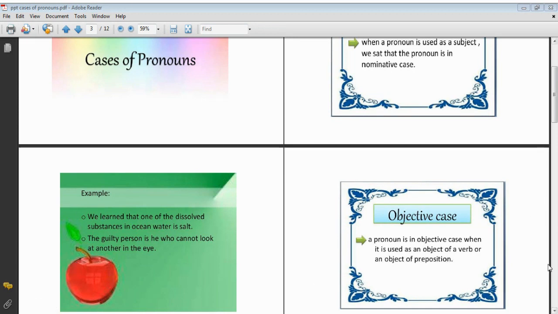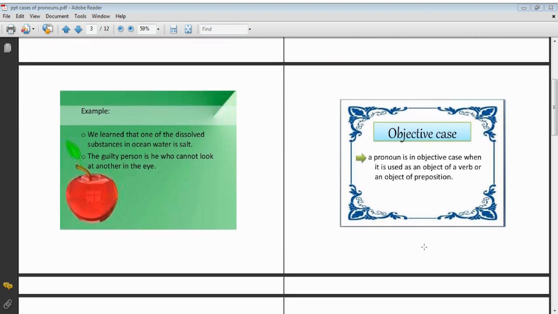Then we come to the next category, and that is the objective case. What do we mean by objective case? It is very evident from the name of the category that it is related to the object. A pronoun is in the objective case when it is used as an object of a verb or an object of a preposition. This is something very tricky, so we have to understand it from the examples below.